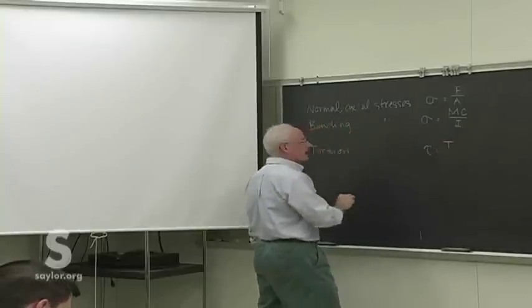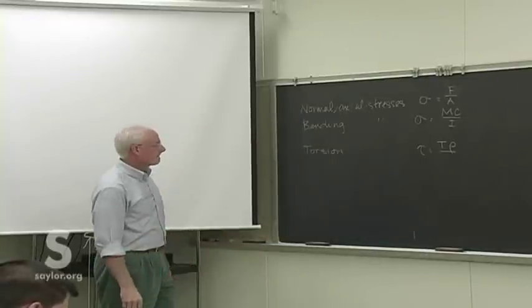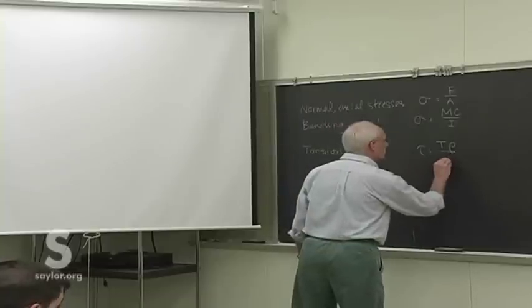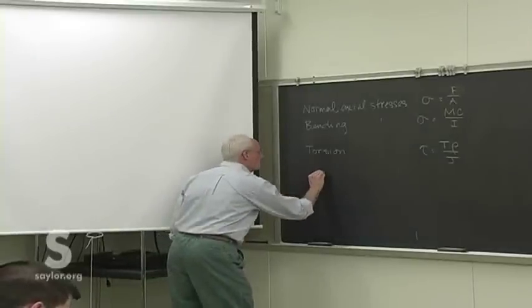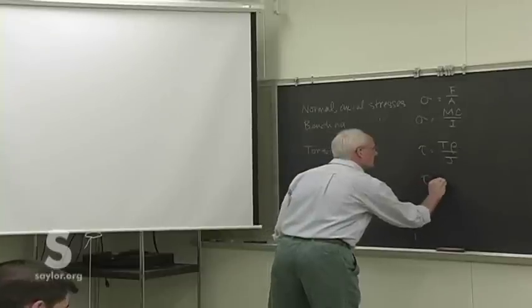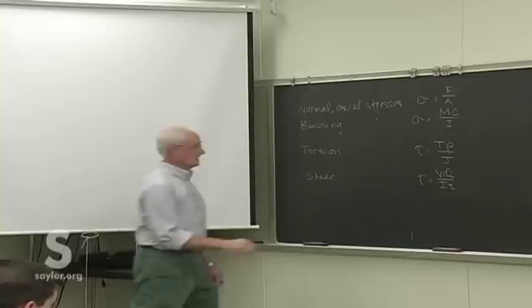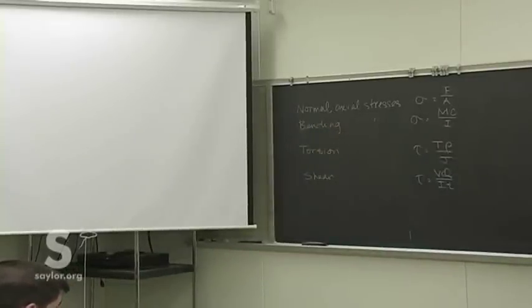Which was the applied torque times the radius of the piece over the polar moment of inertia. And then we just had the transverse shear stresses that we just added, that's the VQ over It. So we put together those four types of stresses: two normal stresses, two shear stresses.